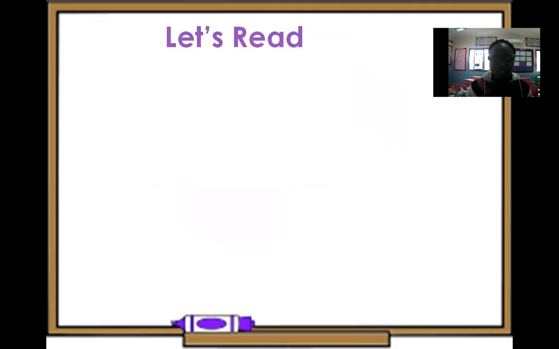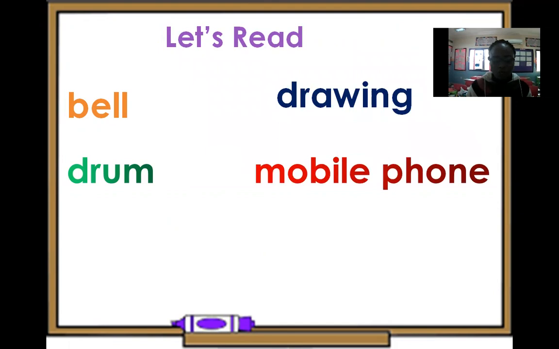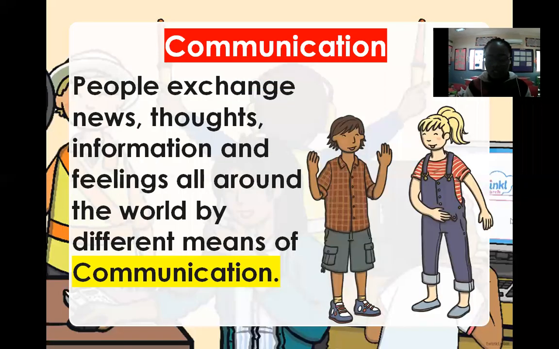Now let's read one after the other. Bell, drum, drawing, and mobile phone. All these items are tools for communication.